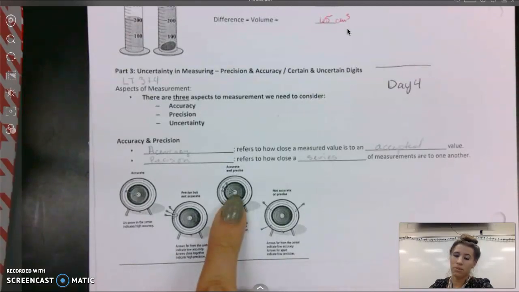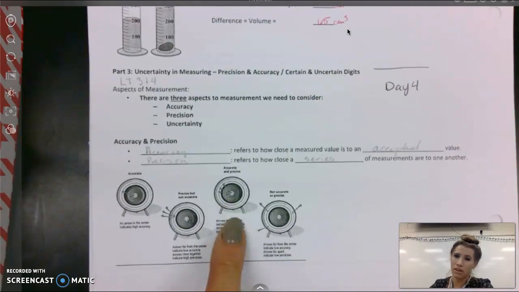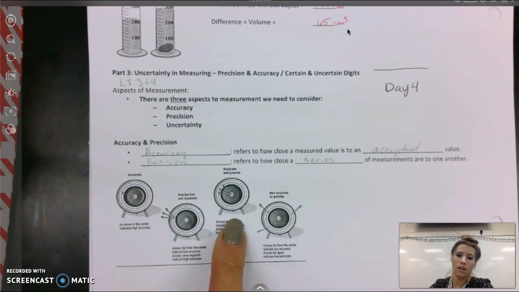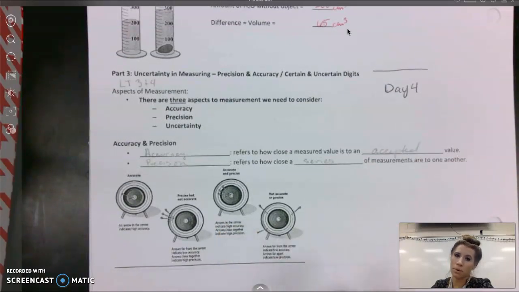Now here we have precision and accuracy. Now the scale's reading 501, 500, 502, okay? And then the last is it's not precise and it's not accurate.